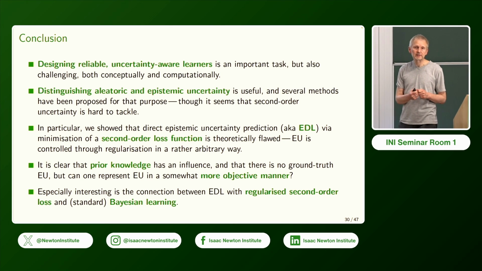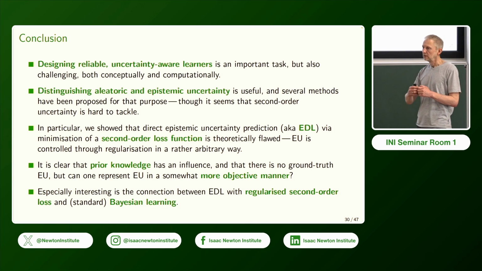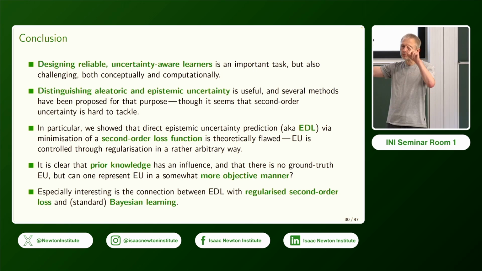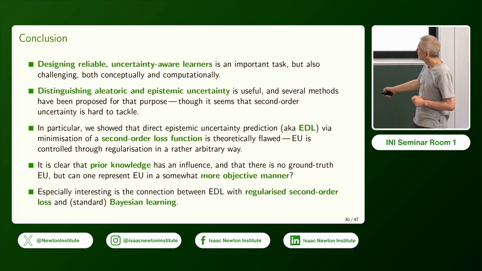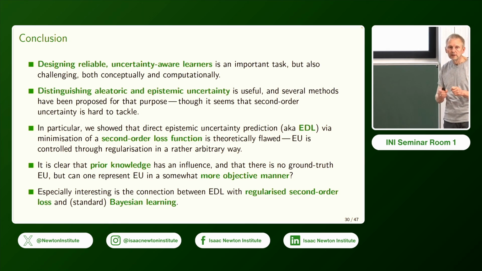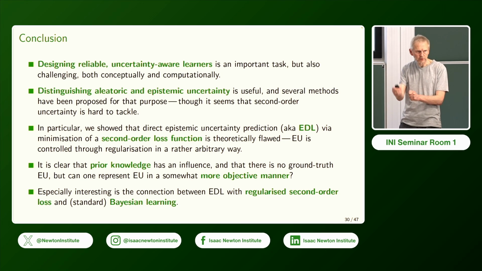But one important difference is that in the Bayesian approach, regularization is applied on the global level, to the entire predictive model. Here in evidential deep learning, you regularize every individual prediction. So regularization is applied on very different levels. Still, I believe that there is a connection between the two.